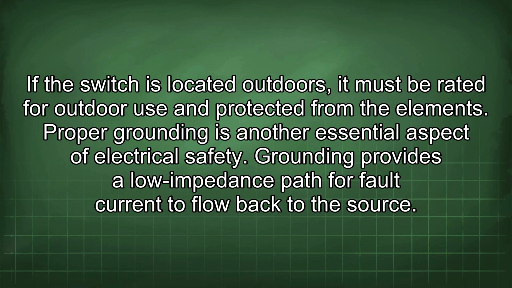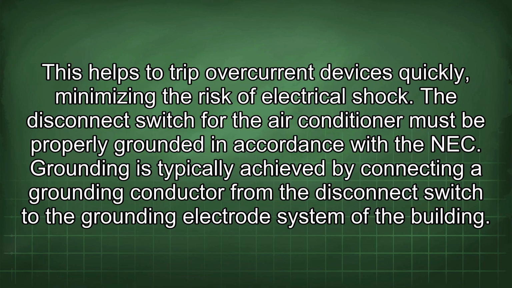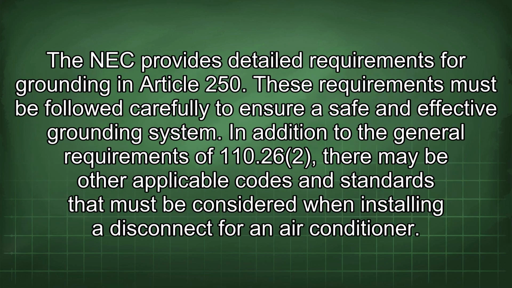Proper grounding is another essential aspect of electrical safety. Grounding provides a low impedance path for fault current to flow back to the source. This helps to trip overcurrent devices quickly, minimizing the risk of electrical shock. The disconnect switch for the air conditioner must be properly grounded in accordance with the NEC. Grounding is typically achieved by connecting a grounding conductor from the disconnect switch to the grounding electrode system of the building. The NEC provides detailed requirements for grounding in Article 250. These requirements must be followed carefully to ensure a safe and effective grounding system.